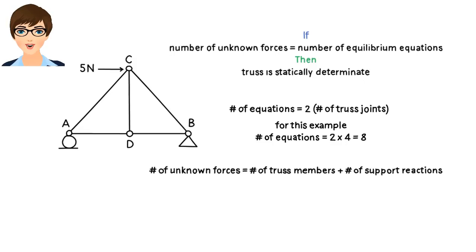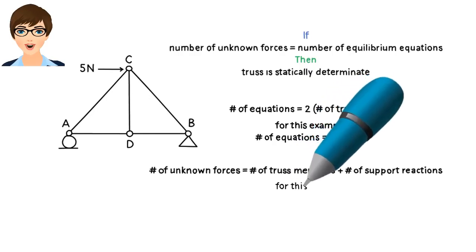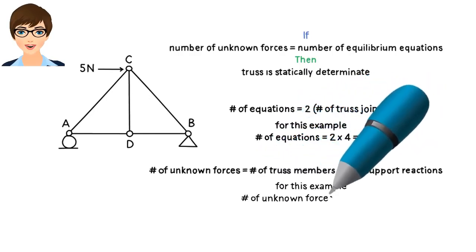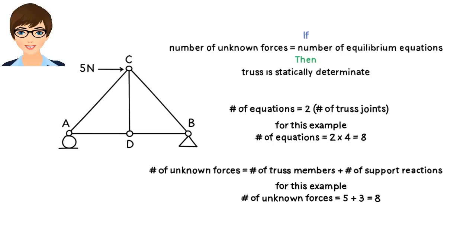The total number of unknown forces in a truss equals the number of its members plus the number of its support reactions. Our truss has 5 members. Each member carries an axial force, so there are 5 unknown member forces. Further, since the structure rests on a pin and a roller, there are 3 unknown reactions. The pin support provides 2 reaction forces, and the roller support has 1 reaction force. Therefore, the total number of unknowns is 5 plus 3, or 8.